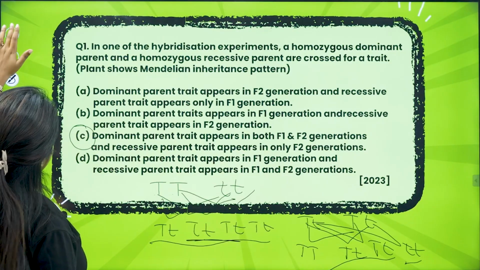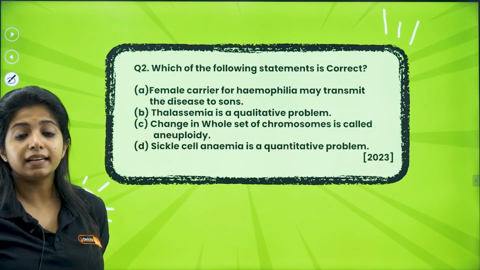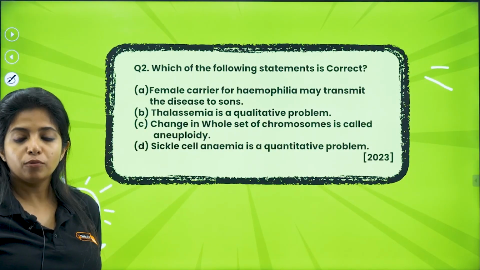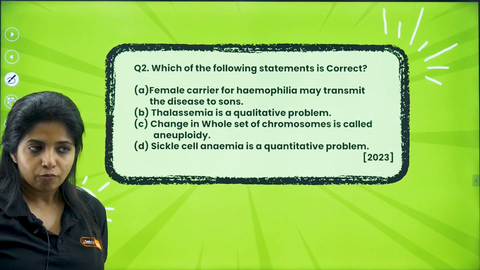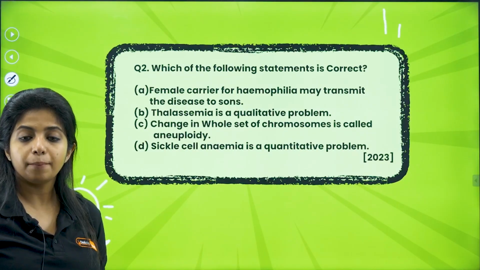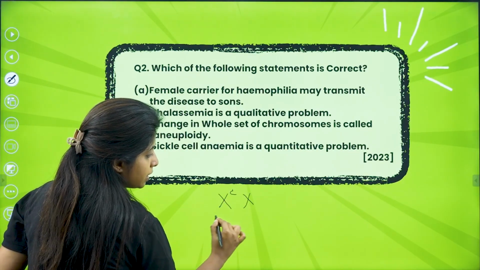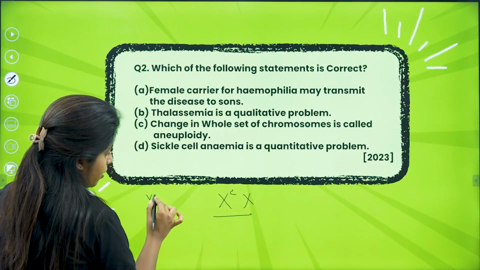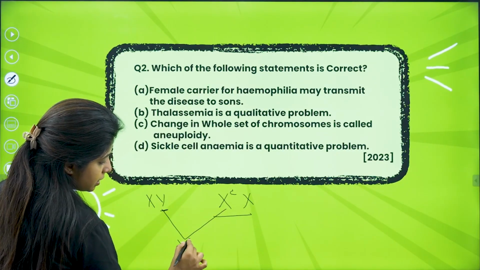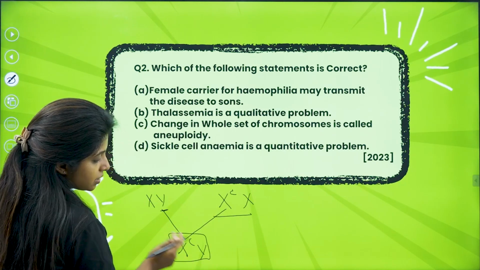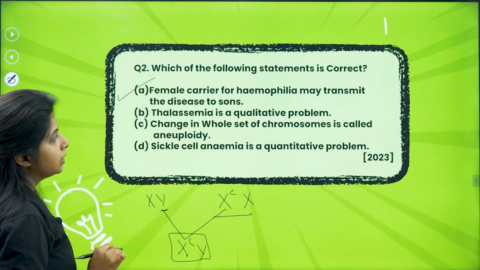Okay. Now, which of the following statements is correct? Female carrier for hemophilia may transmit the disease to sons. Do you think so? Female carriers means the condition is like this. Now the father will have Y. Over here you get the Y chromosome. Yes, in this condition, female carriers can transmit the disease to the sons. This is true. The first statement itself is correct.